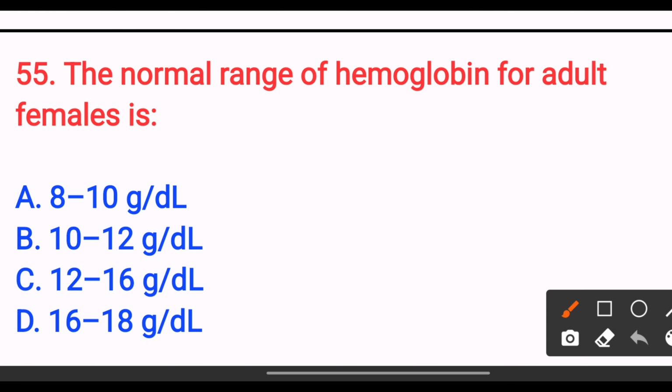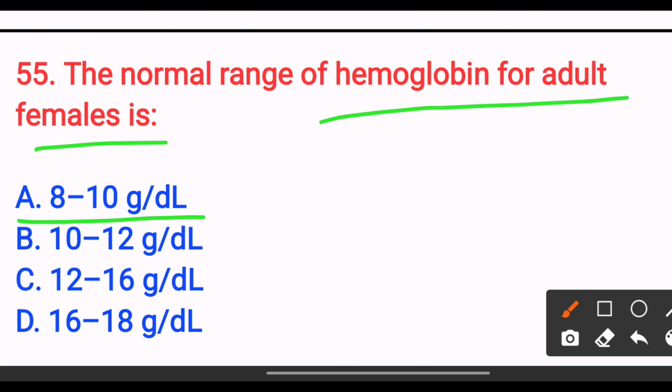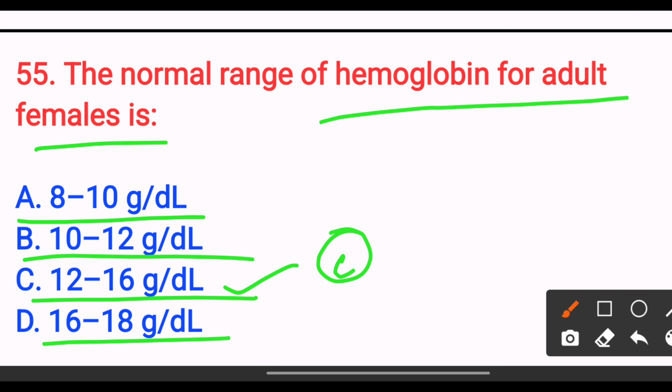The normal range of hemoglobin for adult females is option A 8 to 10 gram per dL, option B 10 to 12 gram per dL, option C 12 to 16 gram per dL, option D 16 to 18 gram per dL. The answer is option C, 12 to 16 gram per dL, because hemoglobin level reflects the oxygen carrying capacity. Normal for females is 12 to 16 gram per dL, and for males 13 to 17 gram per dL.